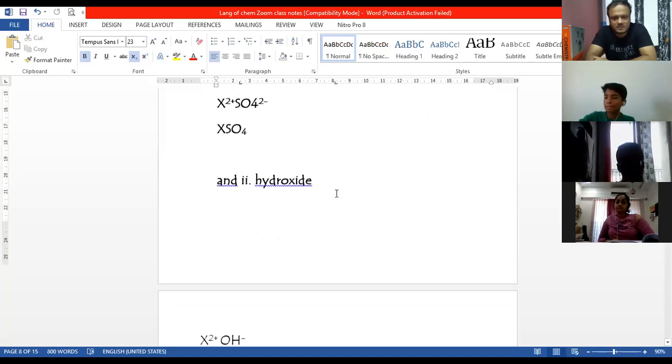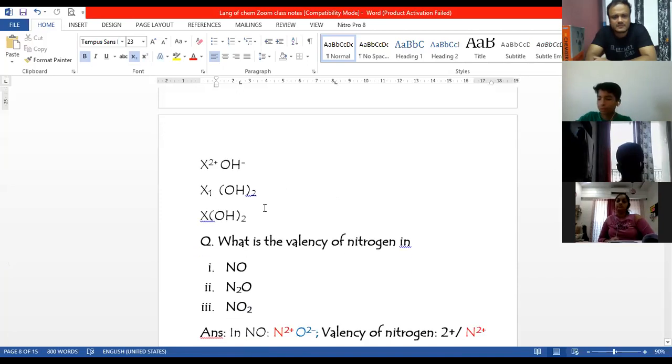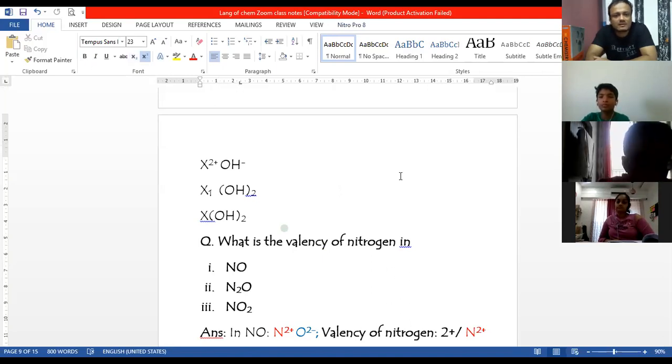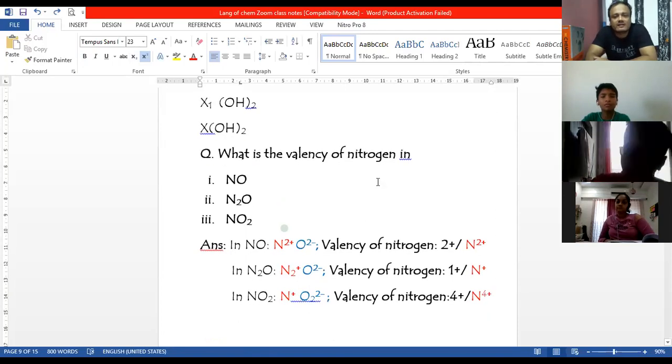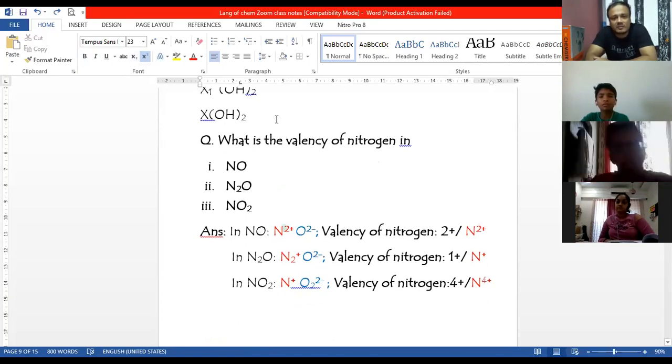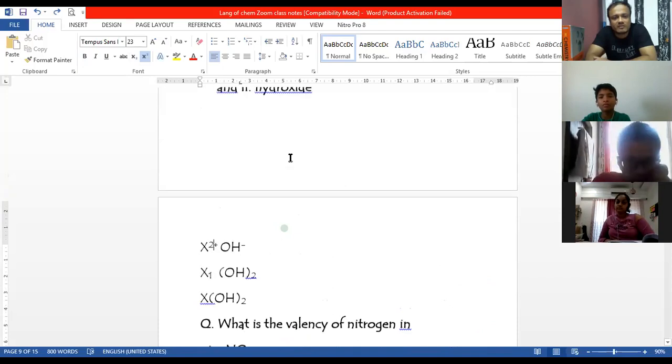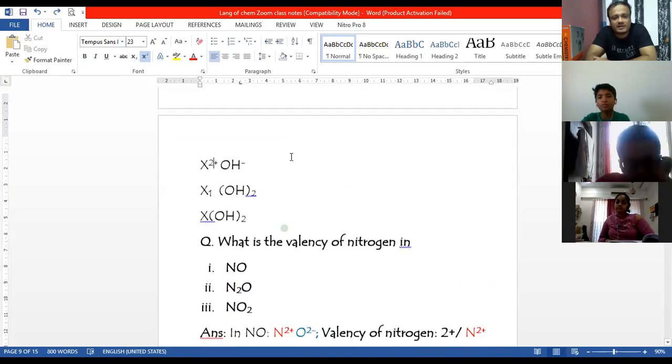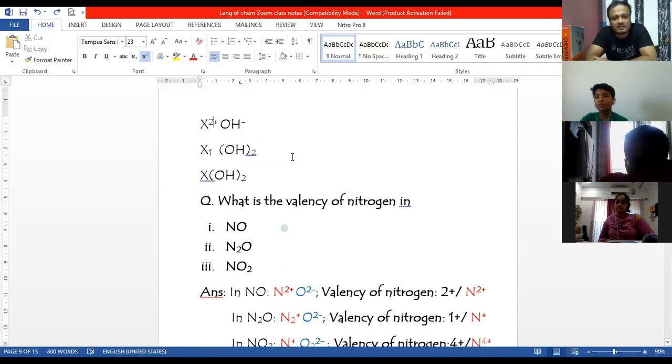Okay. So moving on, the next type of question which we are doing now is to find the valency of an element in a formula. In a compound which is given to you, the formula will be given to you and you'll be finding out the valency of that element in that particular formula.